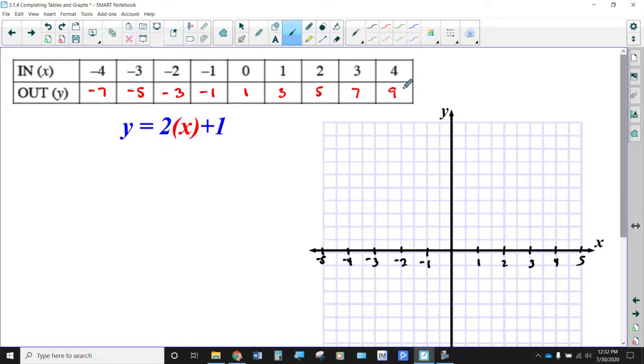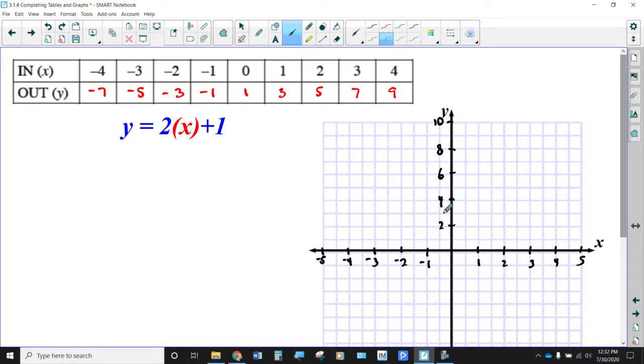Same thing for the y's. Since I need to go up to 9, I am going to choose to count by ones for this one. So there's just 1, 2, 3, 4, 5, 6. But I'm not labeling every one. I'm labeling every other one. Okay? So now, time to plot these points.